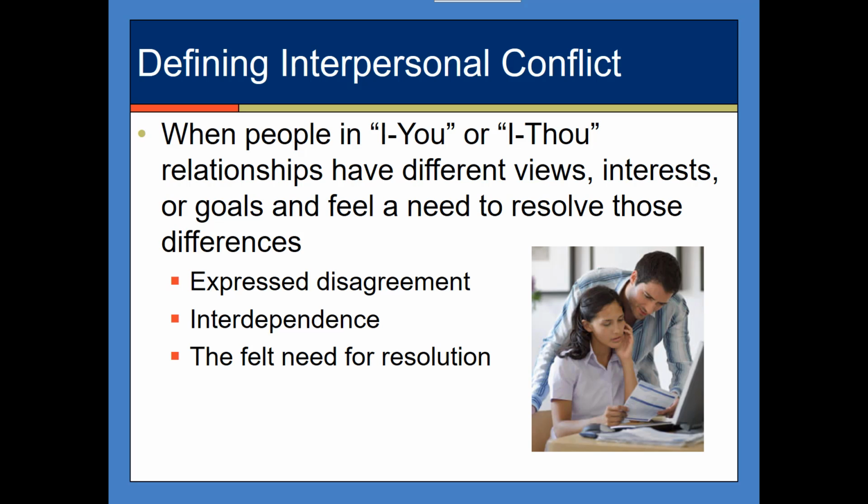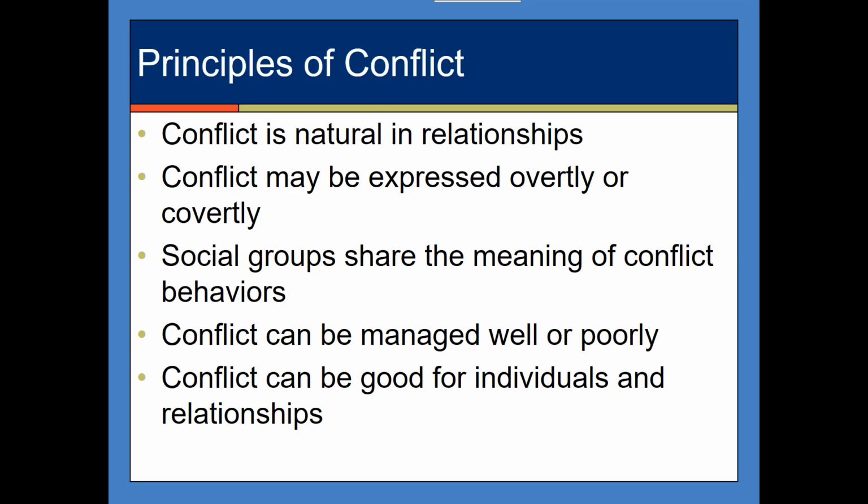I-it relationships are more impersonal. I-you and I-thou relationships are where we fully recognize that other person. And we have all kinds of I-yous and I-thous in our life, and it makes sense that we would have disagreements, or that we would find ourselves engaged in conflict with people who are I-yous and I-thous. That's where we're going to get expressed disagreement. And because we are interdependent with those other people that we view as I-yous and I-thous, we feel a shared need to resolve that conflict.